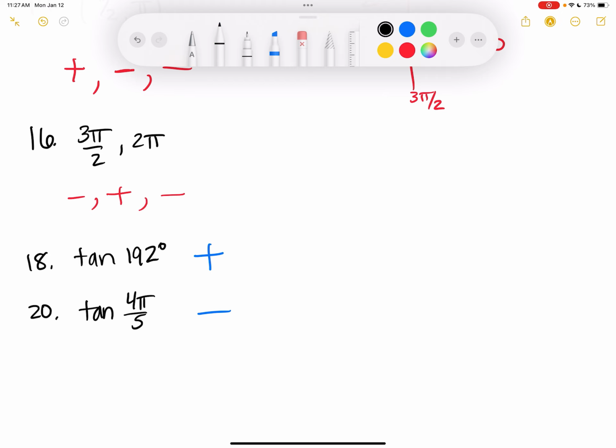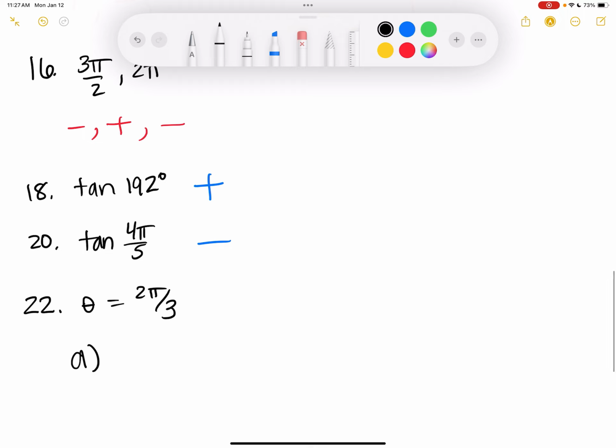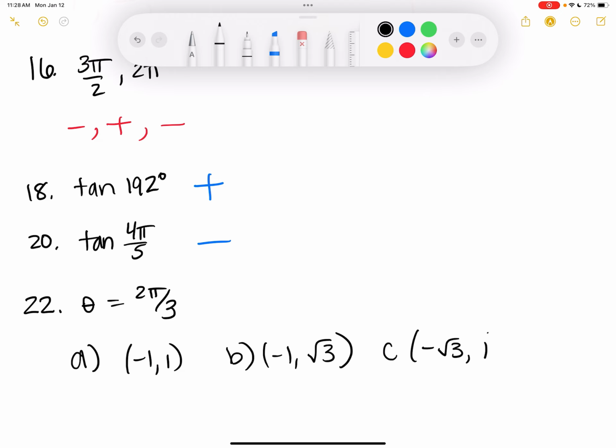Choose the point on the terminal side of theta. Number 22, theta is equal to 2 pi over 3. And then they give us options. A is the point negative 1, 1. B is the point negative 1, root 3. And C is the point negative root 3, 1. I'm deciding out of these 3 points which one is on the terminal side of theta.